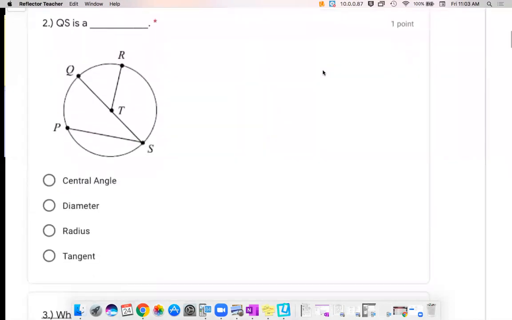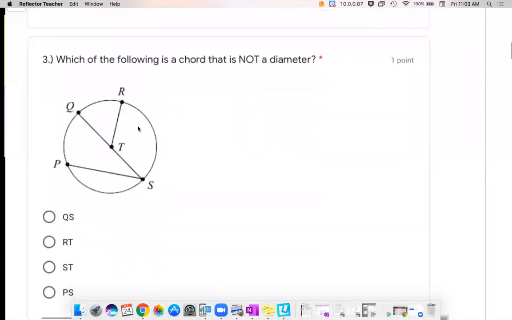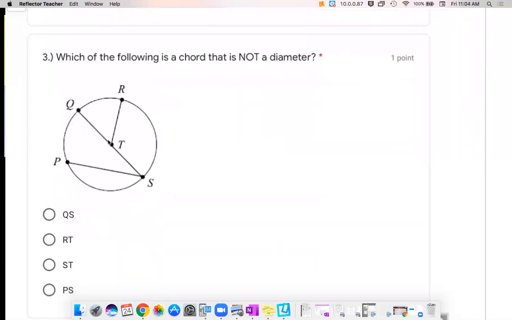For question number 2, it says QS is, now this is a chord, but it's a chord that goes through the center of your circle. So that actually makes it a diameter. Which of the following is a chord that is not a diameter? QS is a chord, but it's the diameter because it goes through the center of your circle. RT is not a chord because it doesn't go from side to side and intersect with the circle. So the only one that is a chord that is not a diameter is PS, so this length right here.